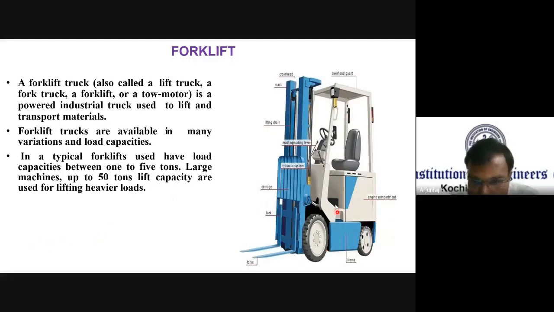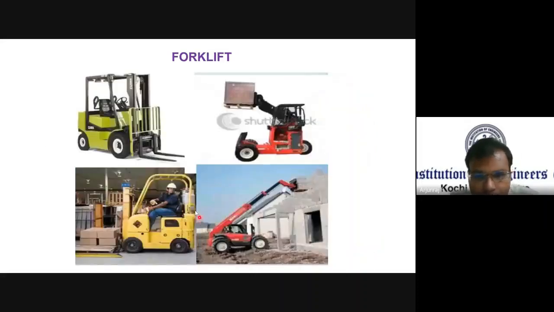Again, this forklift is also available in different load capacities. A forklift has a load capacity between 1 to 5 tons, and sometimes the large capacity machines can go up to 50 tons capacity as well, which are used for lifting heavier loads. These are the different types of forklift that are used for industry purposes. Accordingly, you can also use it for roads and bridge construction as well.